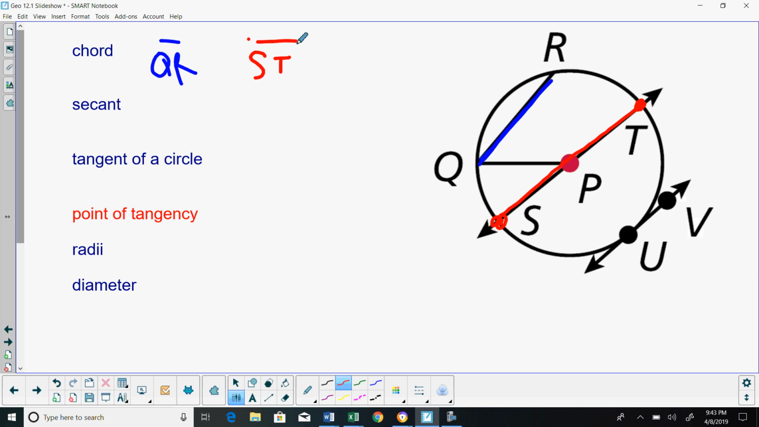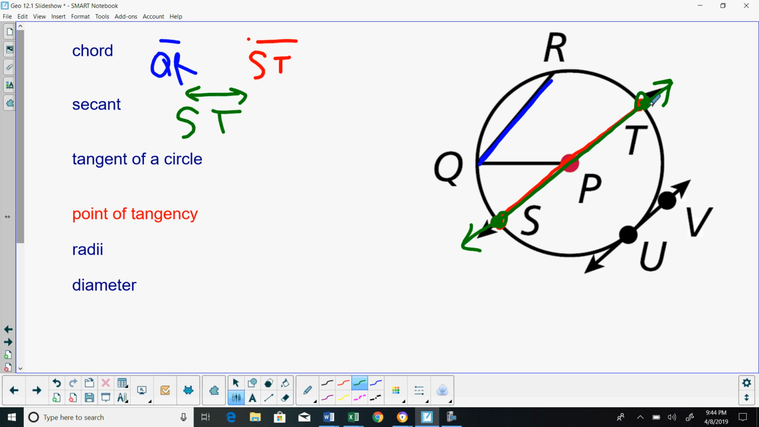And how about a secant? Well, a secant, I would then say, how about line ST? Because a secant is a line. So if I say line ST with a line symbol over the top, that's going to be a secant. It's a line that goes through a circle in 2 points, I should say.